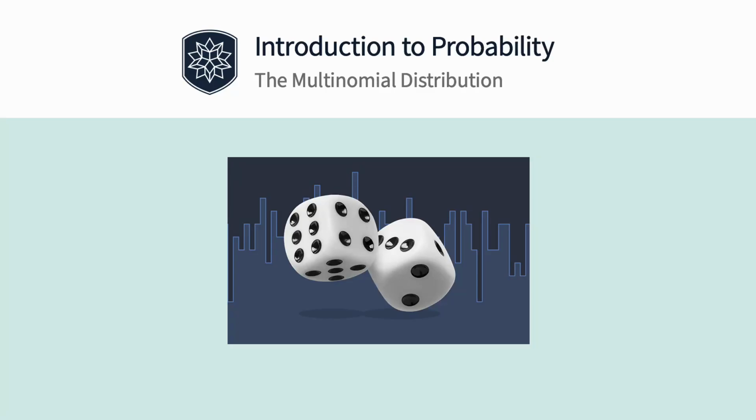Hello and welcome to lesson 15 of this Introduction to Probability of Wolfram. The topic for this lesson is the multinomial distribution. Let's begin. The binomial distribution is at the center of discrete distributions so far.